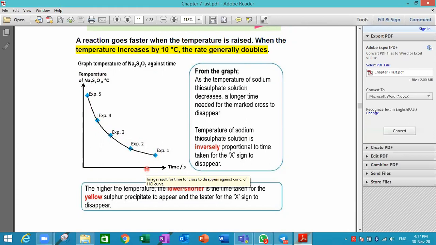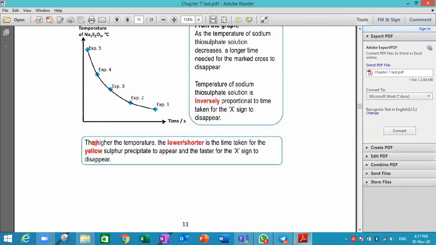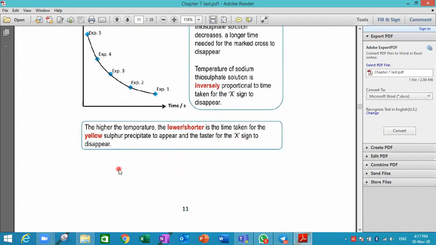So the higher the temperature, the shorter is the time taken for the yellow sulfur precipitate to appear, and the faster the X sign disappears.